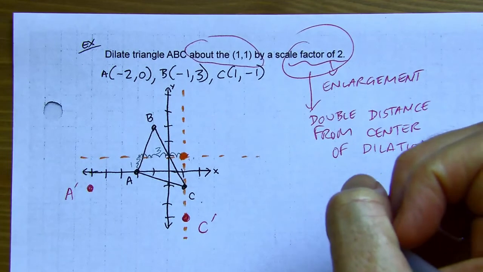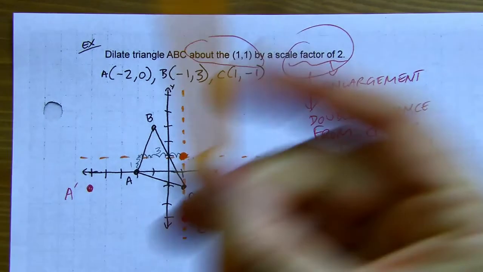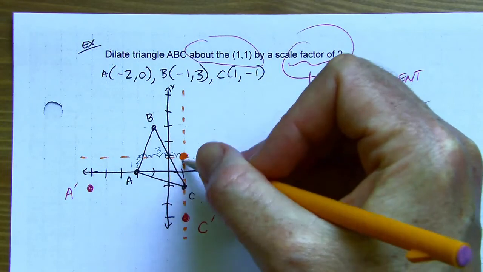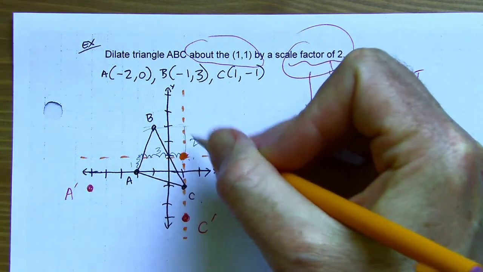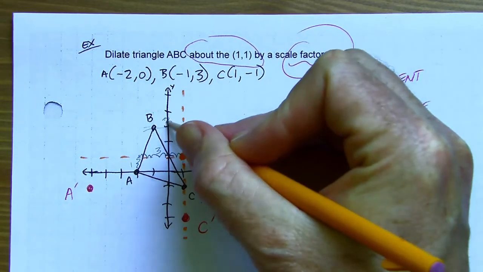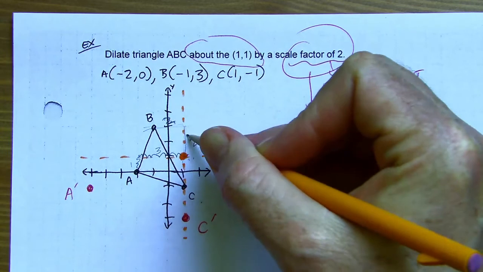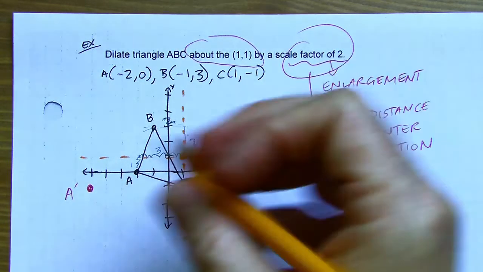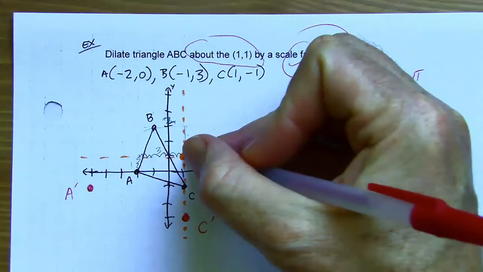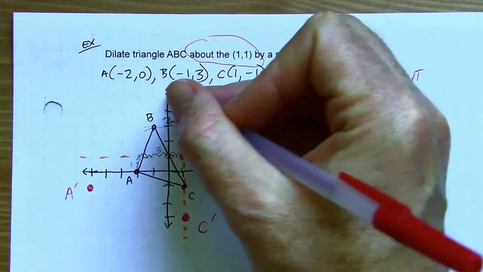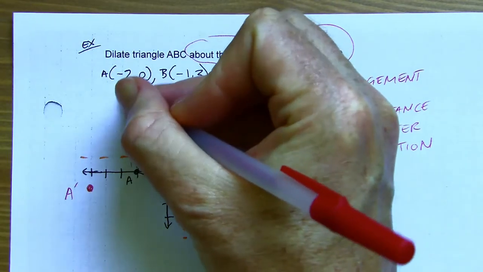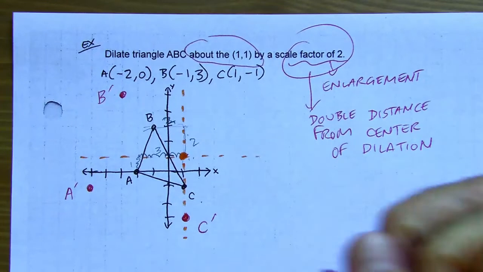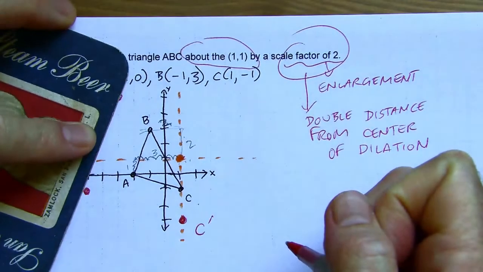I'm going to do the same kind of thing now with point B. So I'm thinking, okay, if I go up 2 to the left 2, up 2 to the left 2, I want to double that. Instead of going up 2 to the left 2, I want to go up 4 to the left 4 from the center of dilation. So 1, 2, 3, 4, 1, 2, 3, 4, and here's where B prime is. I'm going to connect the dots on these and see how this looks.